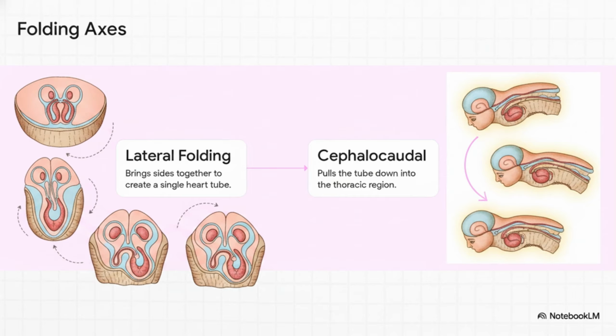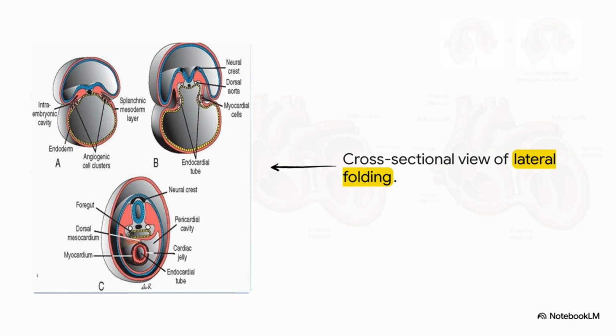Lateral folding brings the sides together to create a single heart tube. Meanwhile, cephalocaudal, or head-to-tail folding, physically pulls that tube downward, placing it right into its proper home in the thoracic region. If you were to look at a cross-section of this lateral folding, you'd see the two separate endocardial tubes being pushed closer and closer together. By the 22nd day, they fuse perfectly.